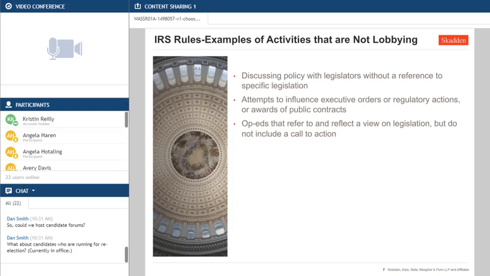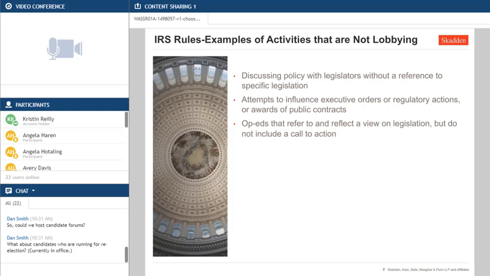It still has to be in furtherance of your exempt purpose, obviously, but it's not going to count into your lobbying quota. And then op-eds that may refer and reflect a view on legislation, but they don't include any of those calls to action. Now, this is an example of something that comes close to the line of being grassroots, but because it doesn't have a call to action, it's not going to be considered grassroots. So I know that the grassroots is not really of a whole lot of relevance to you guys, but that's just something to keep in mind.